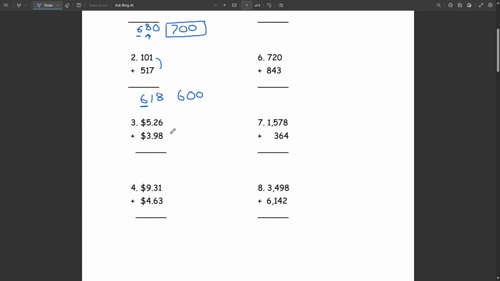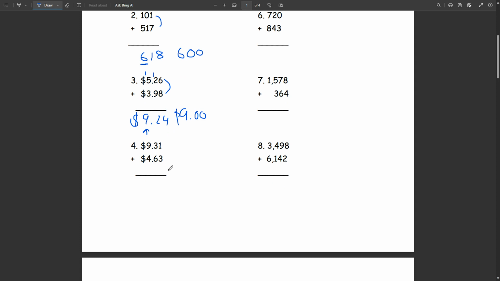5.26 plus 3.98. All right, so let's just add these. So 6 plus 8 equals 14. 9 plus 2 equals 11. 11 plus 1 equals 12. 5 plus 3 equals 8, sorry. And then 8 plus 1 equals 9, so we get 9.24. And then dollar sign. And then we want to round to our nearest dollar, so we're going to round to this one. So it's just going to be 9.00.